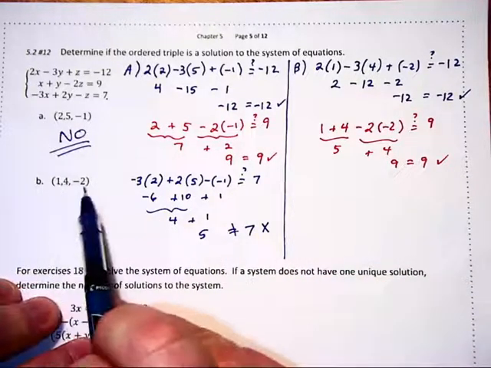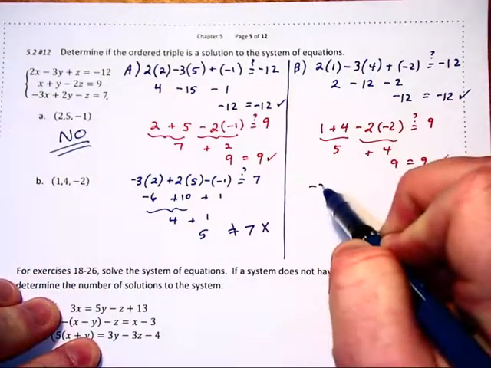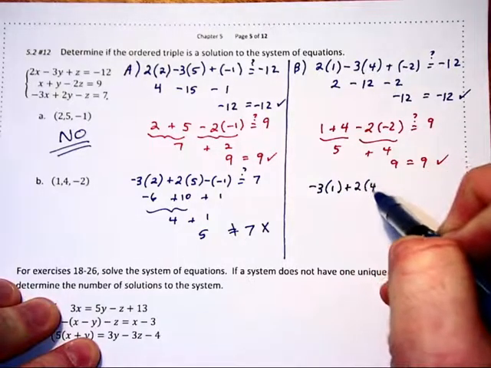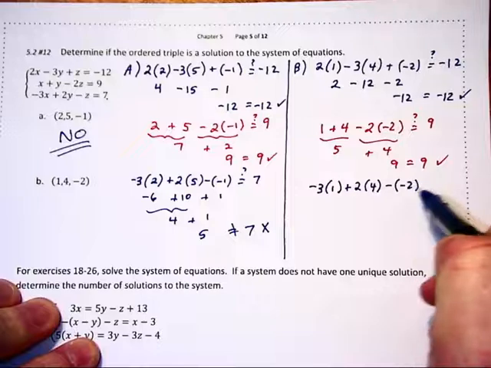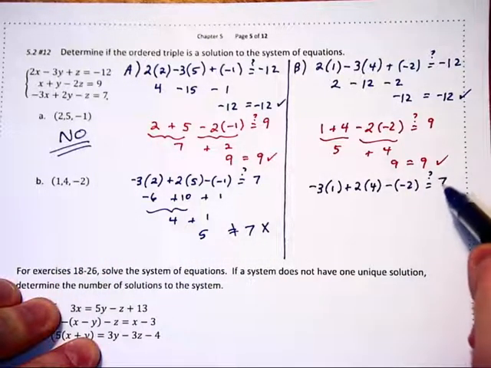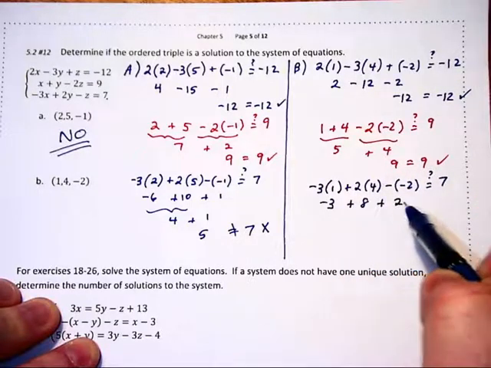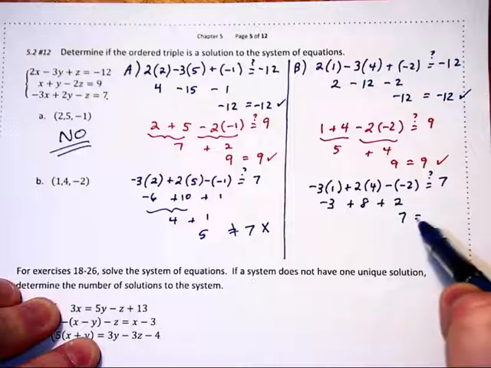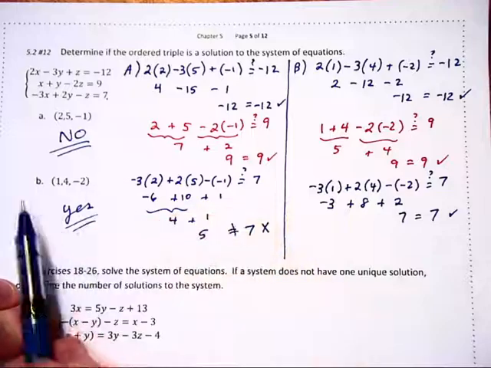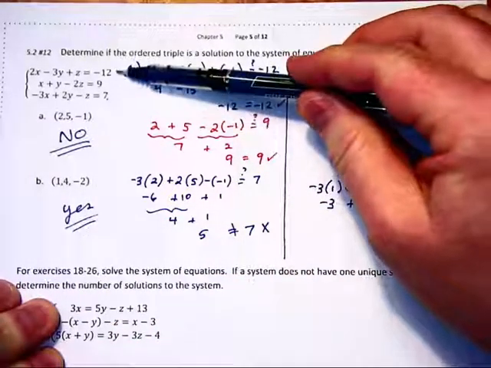Finally, let's take the (1, -4, -2) and substitute it into the third equation. That will give us negative 3 times 1 plus 2 times 4 minus a negative 2. Is that equal to 7? Negative 3 plus 8 plus 2. The left side is 7, equal to 7 on the right. And yes, it turns out that (1, 4, -2) is a solution to this system here.